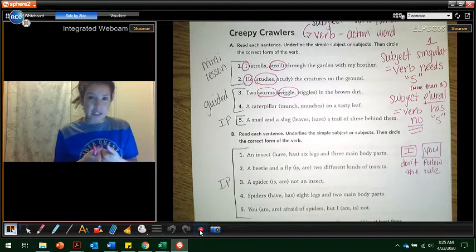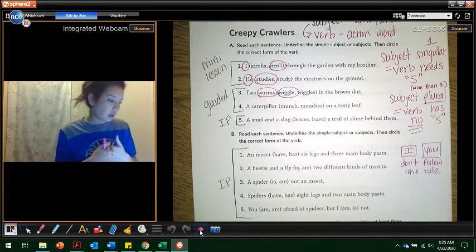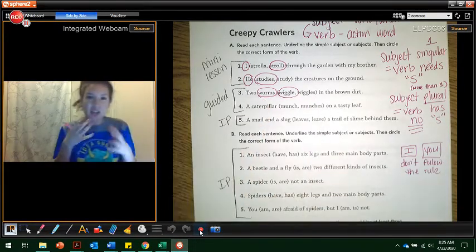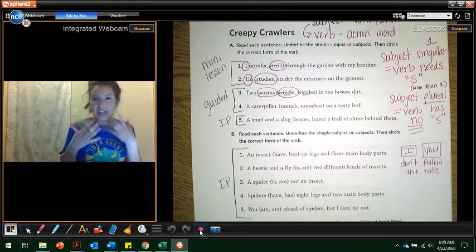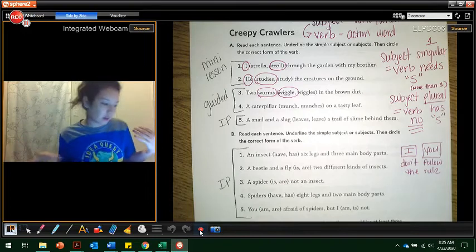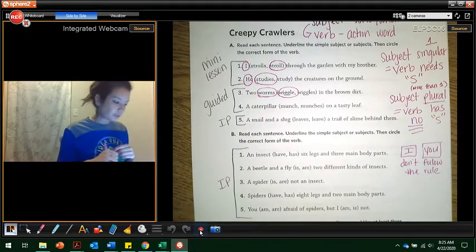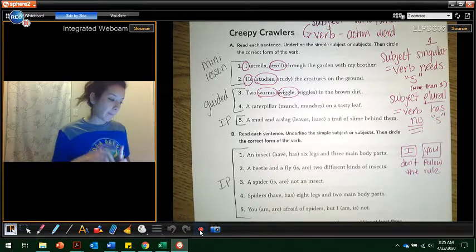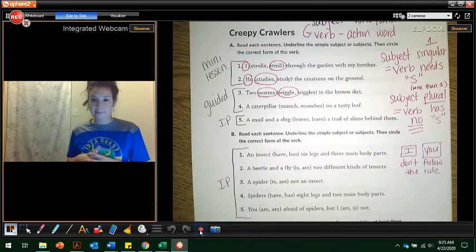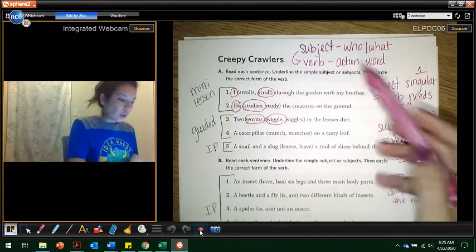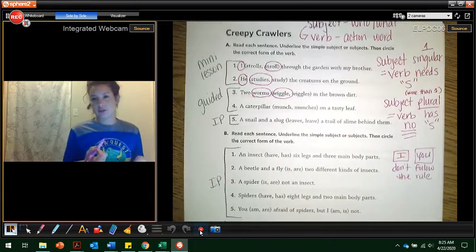Yeah. Now let's check the non-example. Two worms wiggles in the brown dirt. It's even hard to pronounce. Do you see that? Because they're both having an S, and when you say it, it's kind of like you're getting a little bit stuck there, right? It's not flowing like when you do follow the rule. Let's try one more guided. Number 4. A caterpillar blank on a tasty leaf. What exactly are they talking about in this sentence? Who or what is the subject?